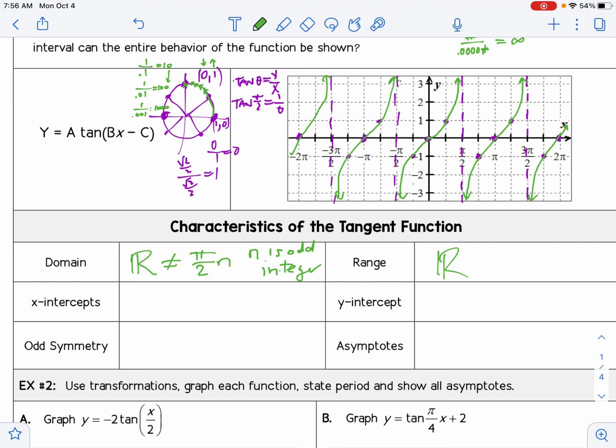All right, x-intercepts are every pi. So pi n, and n's an integer there. There is only one y-intercept, and that was at the very beginning, the origin. And those asymptotes are also going to be at the same place where the domain restriction is. So again, pi over 2 n, and n is an odd integer.